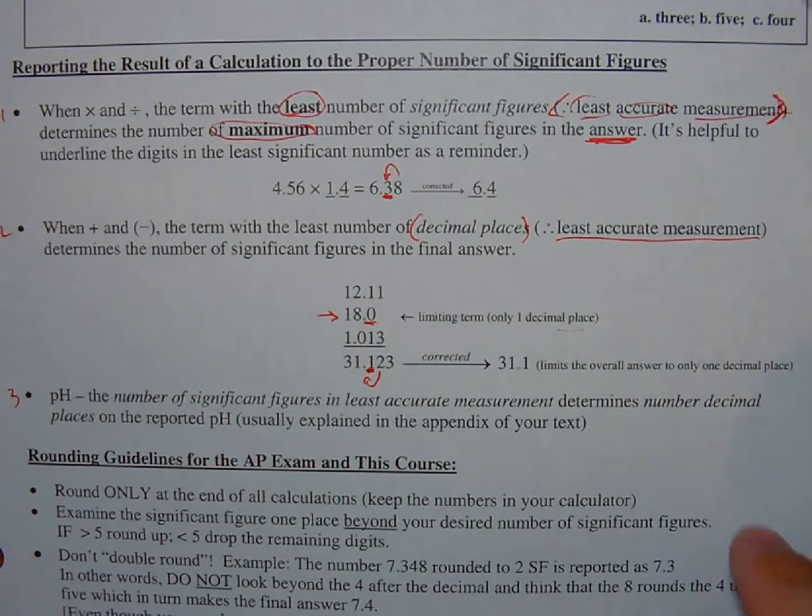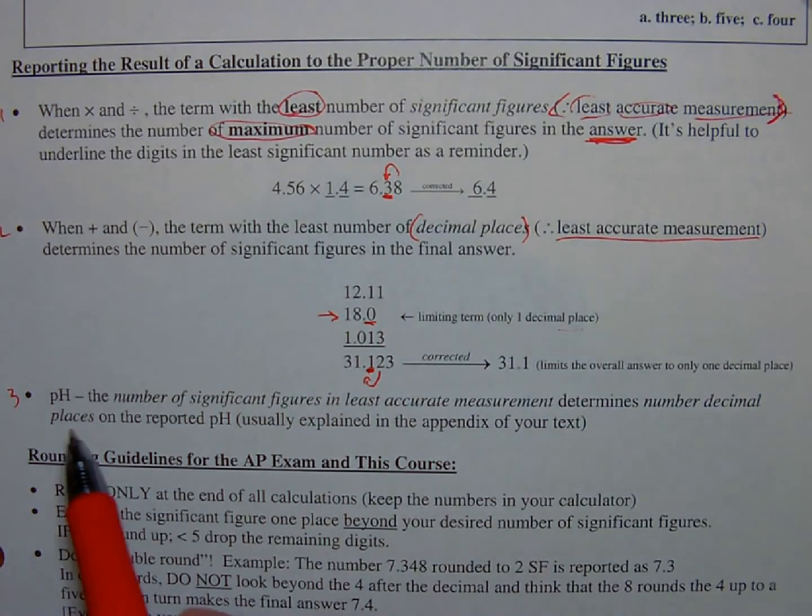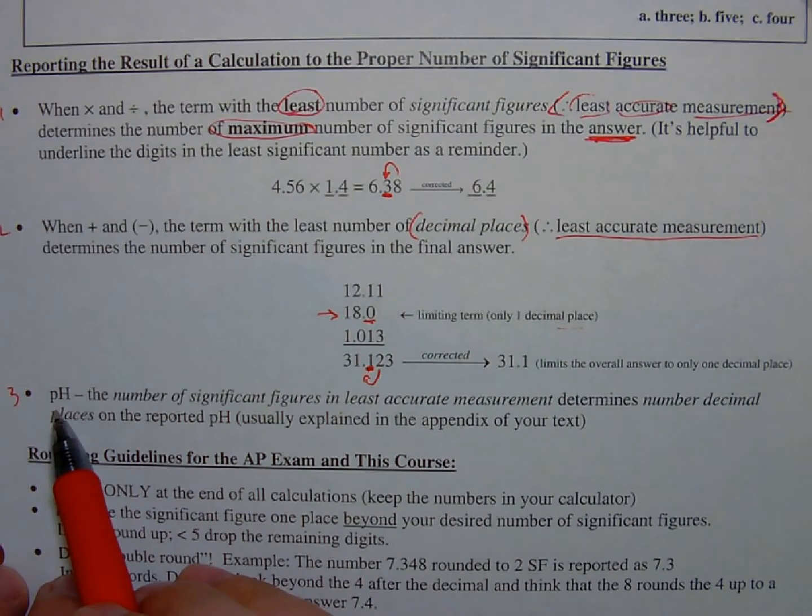There is a third situation which we will use in this course. It's when we start to calculate pH. And the reason that this has its own thing is because it's calculated way, way differently than multiplication and division or addition and subtraction. So let's talk about it. So pH, which we won't do for a while, don't get me wrong. It'll be a little while later.